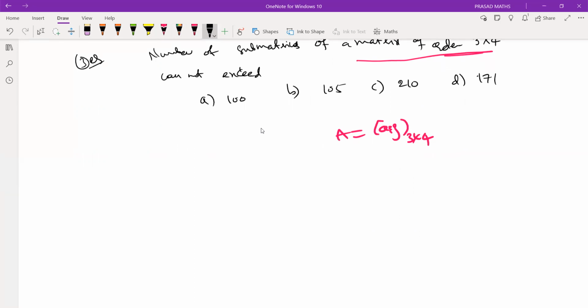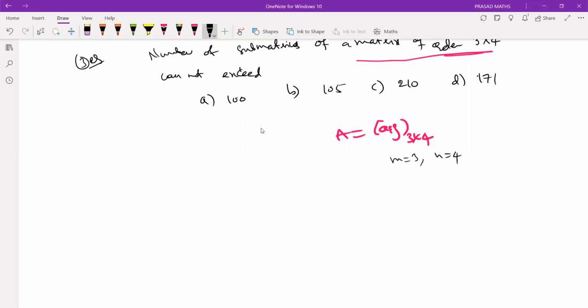See, look at the upper bound. That is at most, right? Cannot exceed. When are the submatrices maximum? When the elements are distinct, you are going to get a maximum upper bound. So find out the upper bound. What is the upper bound formula? Here m equals 3, n equals 4.